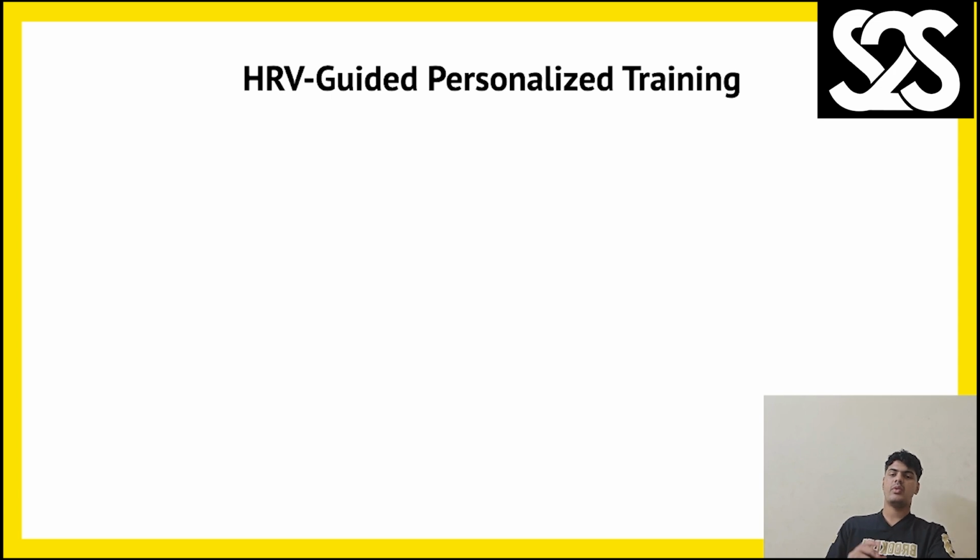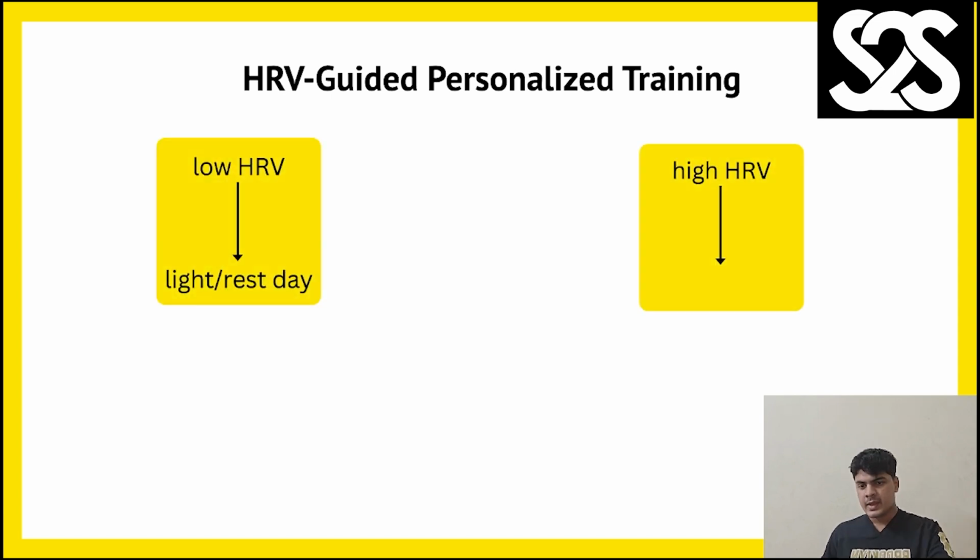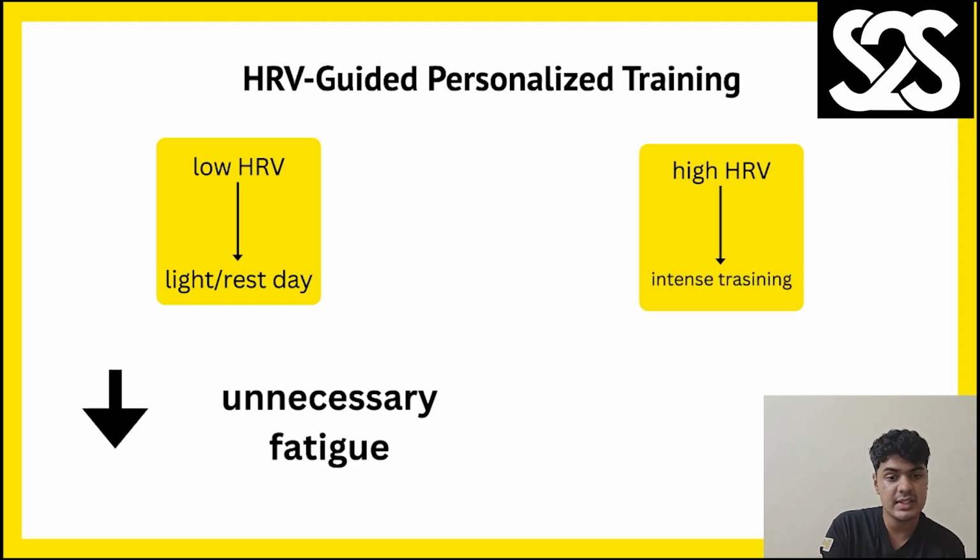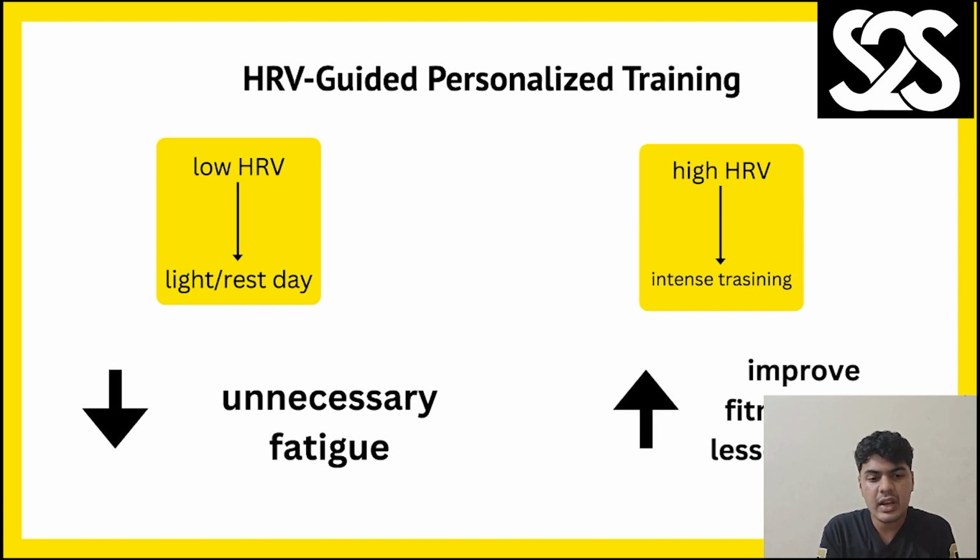So how can we give guided personalized training using this heart rate variability? If they have low heart rate variation, basically the heart is beating consecutively like a metronome, it says they should take a light or rest day so that they recover completely. But if they have a high heart rate variation, you can give them intense training for that day. Using this, we can reduce unnecessary fatigue, which is basically non-functional overreaching, and you can improve fitness with fewer sessions.